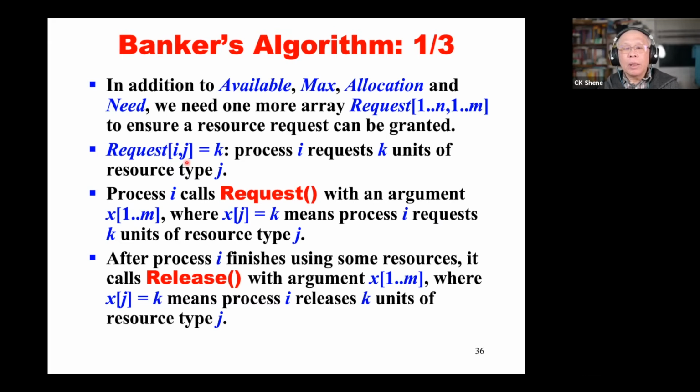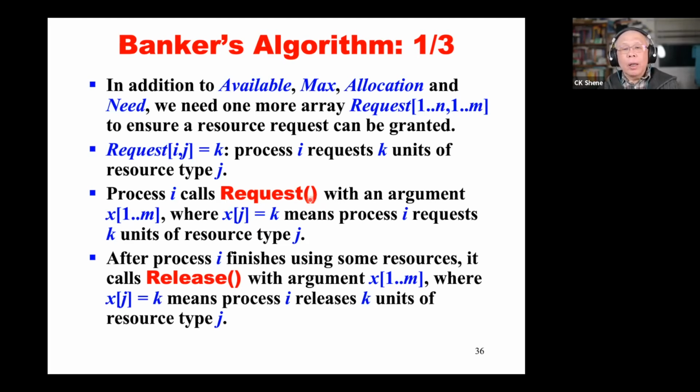So these are data structures to be used by the banker's algorithm. Now, if a process requests to use some resources, the process builds an array of m elements, where xj equals k means process i would need k units of resource type j, and array x would be used as the only argument when we call request. Remember, the system model would be request and use and then release.